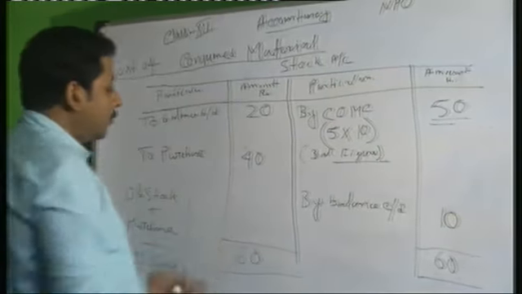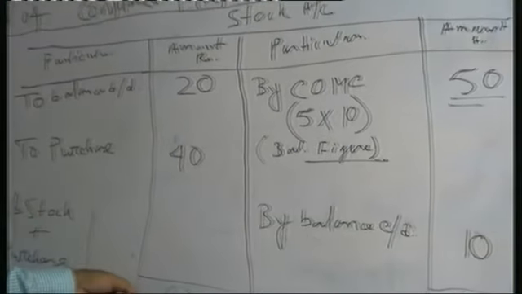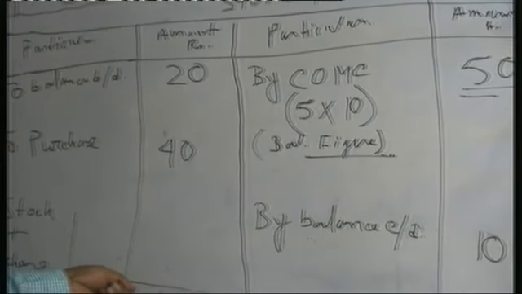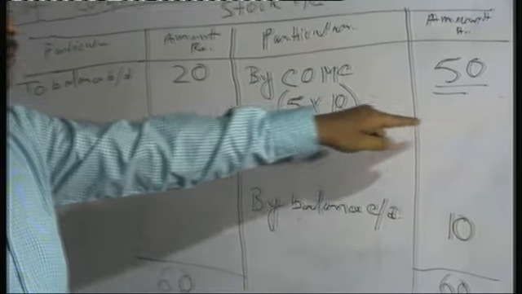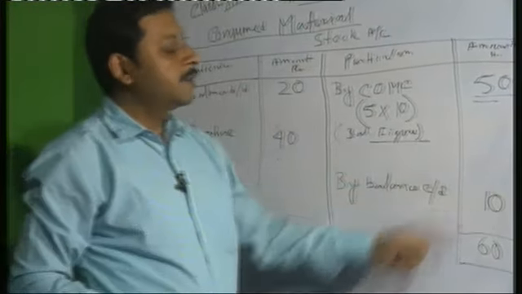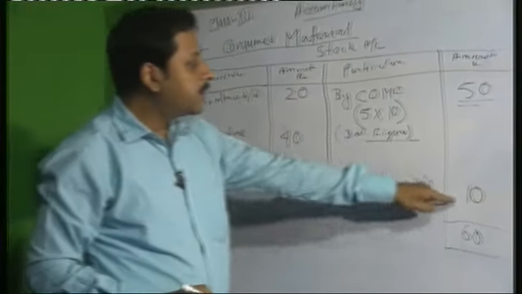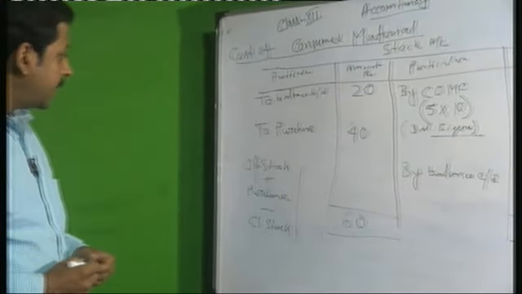This is not the cost of material consumed, this is the cost of material. This is the cost of material consumed. You have consumed 5 chocolates, so the cost of 5 chocolates is 50. And last there is 1 chocolate still left, so this is 10. Now how will it be adjusted and where will this go, we will see.